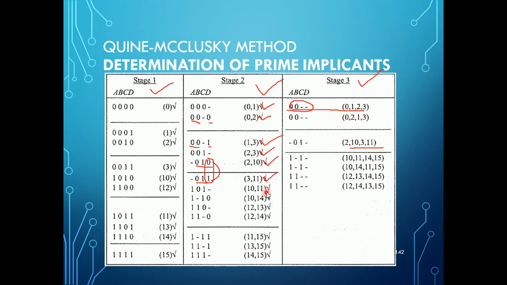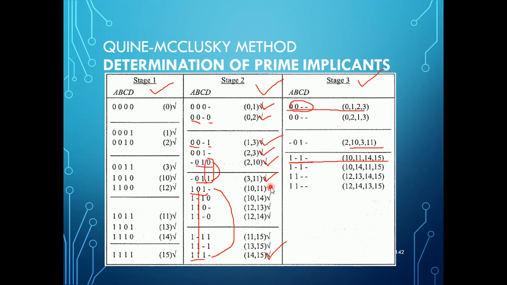Can 10 11 be combined with the next term? Just to see that. So 10 11 can be combined with 14 15. Yes, possible. So which term is getting changed? That is 0 1, 0 changes to 1. There you can mention 1 dash 1 dash. So that is what we have written. 10 11 and 14 15 can be combined.